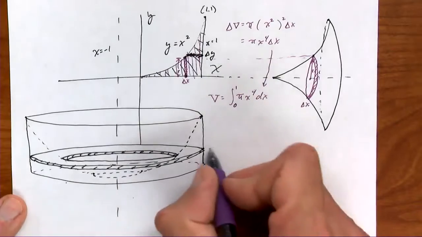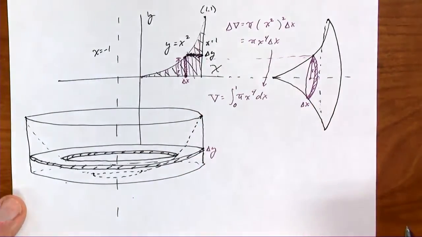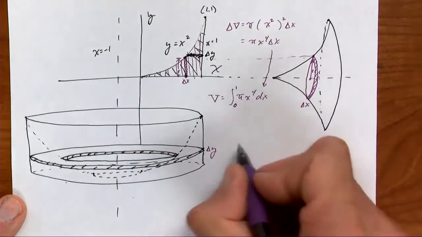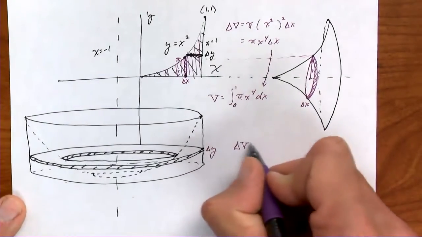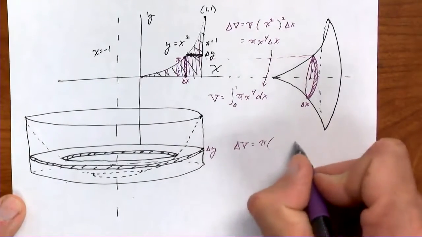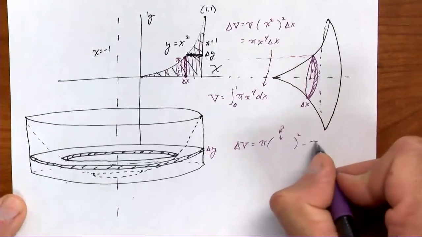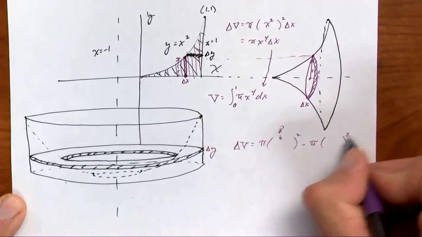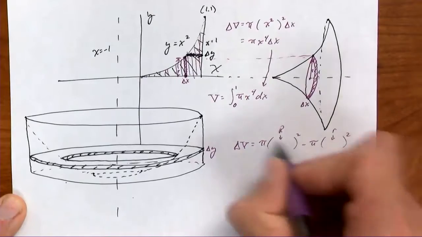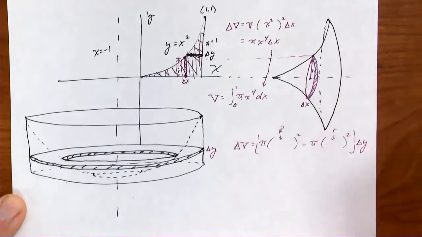Okay, so now, this was delta y here. It's going to be delta y here as well. The delta V for this one is going to be pi big R squared minus pi little r squared, times delta y.